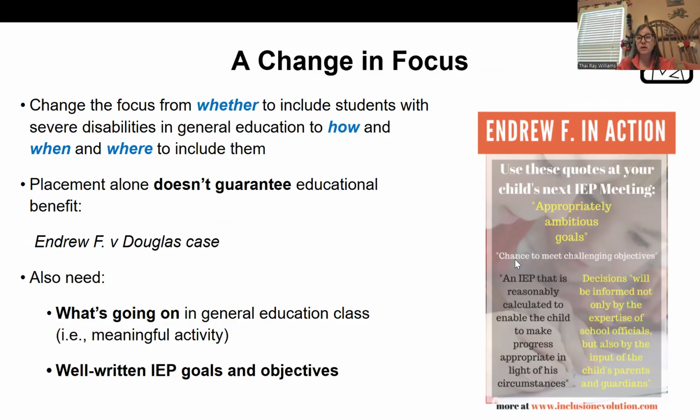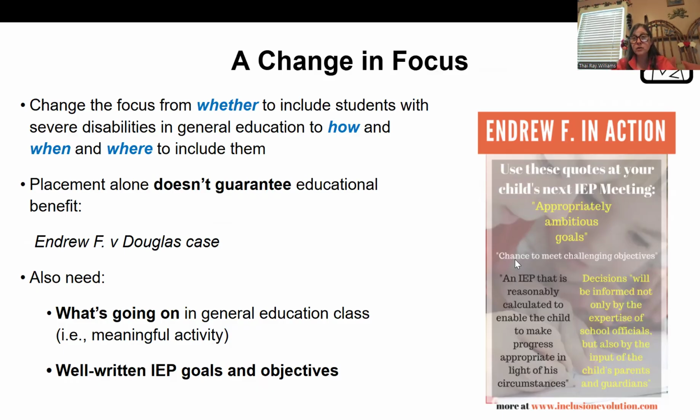So during mainstreaming, we did look at whether a student could participate in a gen ed setting. But we were really looking for fun times. We were looking for low expectation times, things that weren't really rigorous. But that's not where we are now because, again, we've had a change of focus. Now we're not looking at whether students with complex support needs should be included. We're looking at how can they be included in an inclusive setting? Where can they be included? When can they be included? Again, looking at all of this within the view of an inclusive setting.